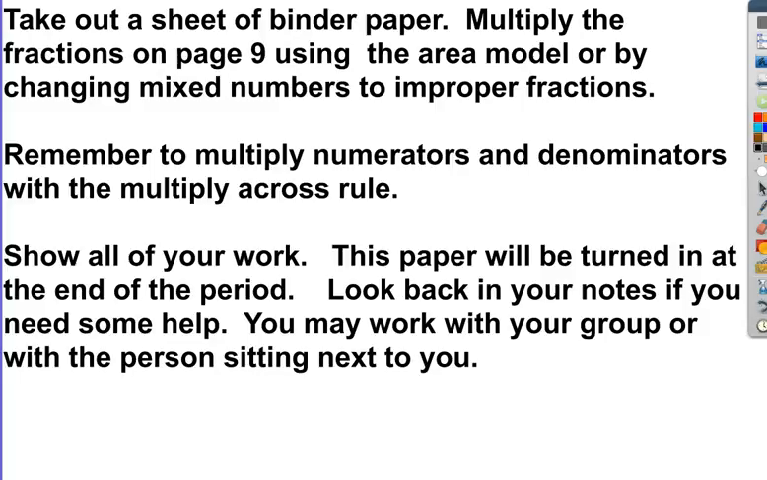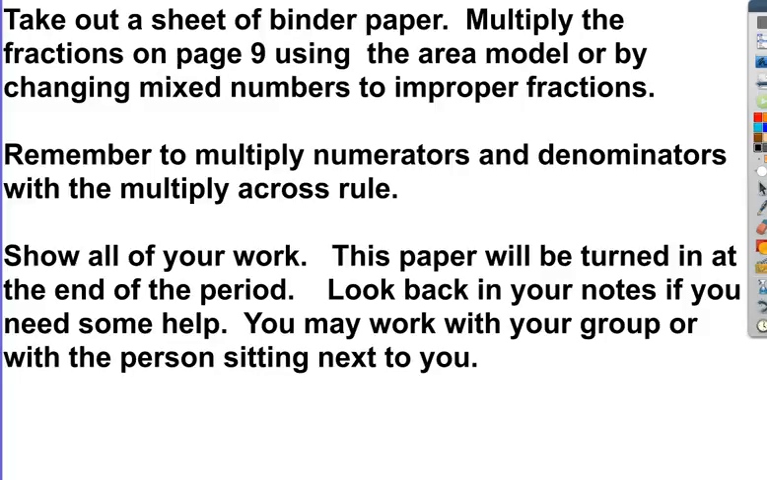Again, this is going to be turned in at the end of the period. Look back at your notes if you need to. You may work with your group or with the person sitting next to you, but you need to have all of these examples done by the end of the period. So do not waste time.